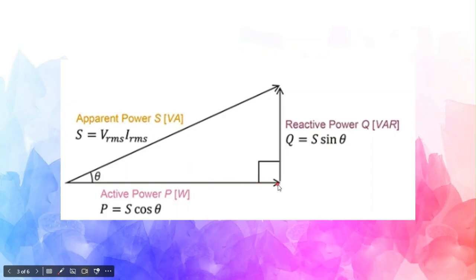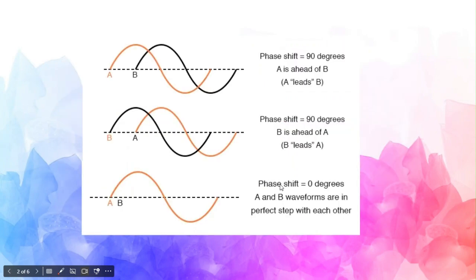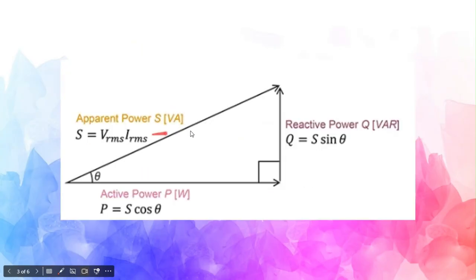And when there is a 90-degree gap, how much is the active power? Cos 90 equal to 0. So active power is 0, right? That is representing whether current is 90-degree lead or 90-degree lag. Just before this slide, current is 90-degree lead or 90-degree lag. This is represented by this line.